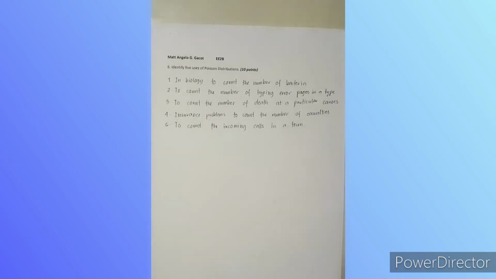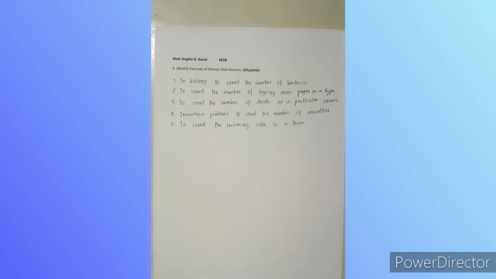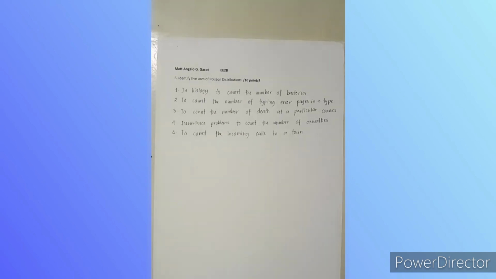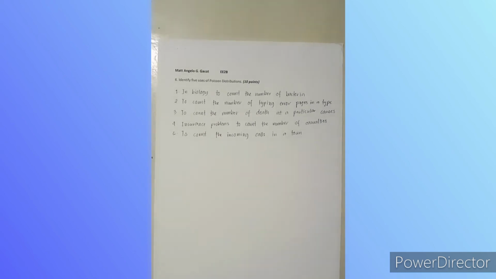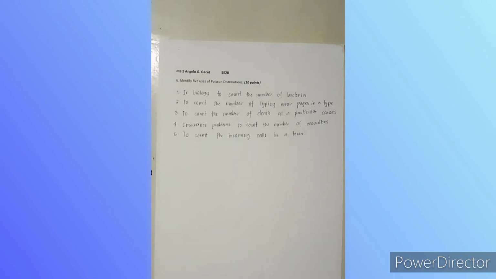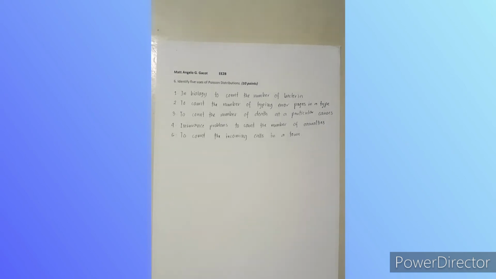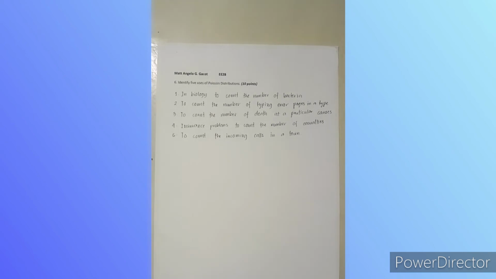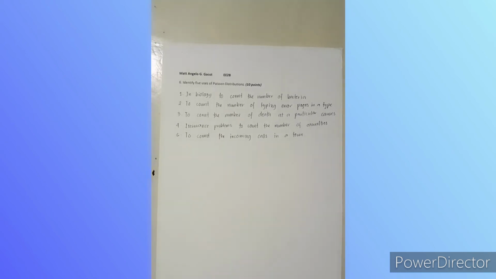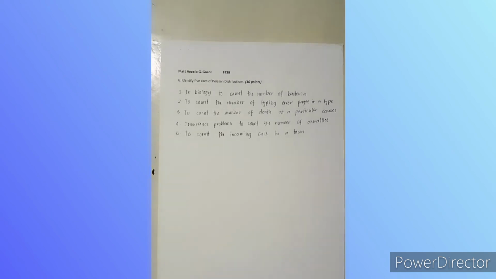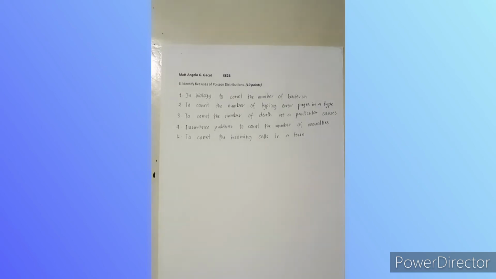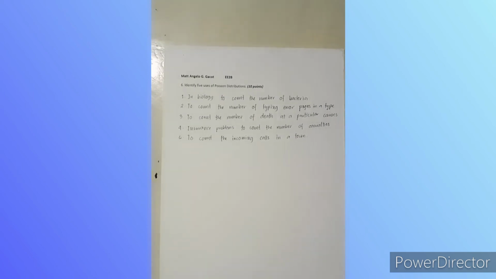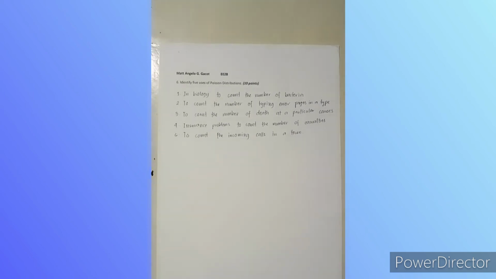So, identify 5 uses of the Poisson distribution. First, in biology, to count the number of bacteria. Second, to count the number of typing errors per page in a text. Third, to count the number of deaths from a particular cause. Fourth, in insurance problems, to count the number of casualties. And last, to count the incoming calls in a town.